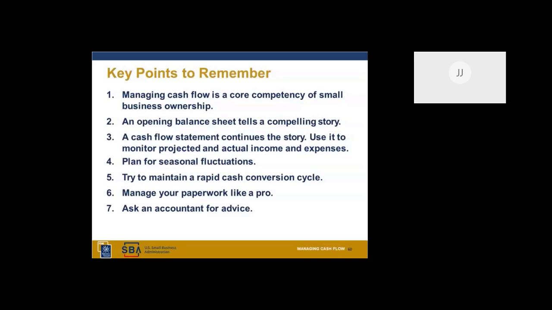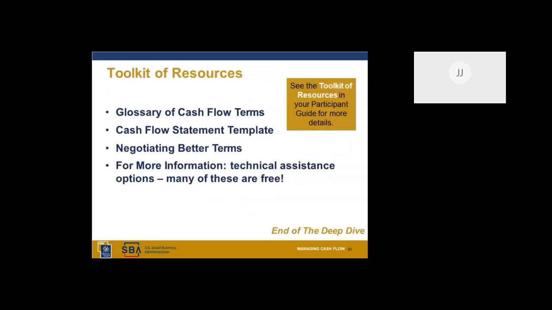Again, it's important for the entrepreneurs to think about seasonal fluctuations. Think about their cash flow conversion cycle. How can they speed that up? Obviously, the faster that conversion cycle, the better their cash flow situation will be. Managing paperwork. There's always paperwork to deal with when it comes to small businesses. And then ultimately, at the end of the day, it's important to stress to entrepreneurs that they should ask an accountant or their lender to seek out advice and guidance from those that might have resources and be of assistance to them in being successful with their business.